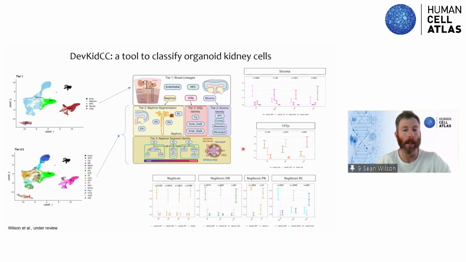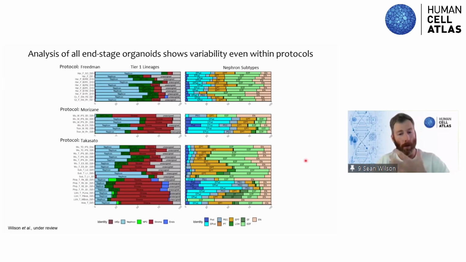which we term DevKidCC, which is now an R-based software package, in which you can use this model system to robustly classify a novel kidney organoid data set. And what we used this to do, when we had this classification method, was that we felt that we could now directly compare all of the available data sets in the published literature space in a way we hadn't been able to before because of many of the challenges around data integration, batch effects, and things like that.